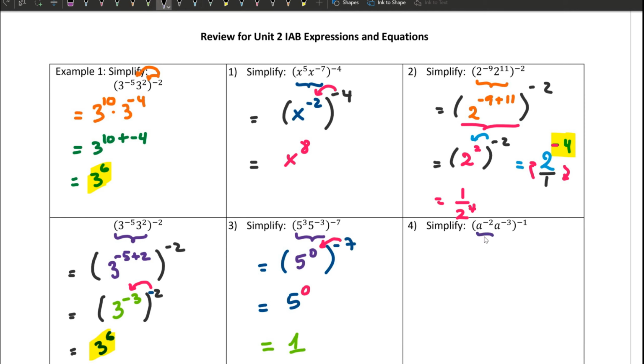Number 4, so continue working on this. We use the product rule, negative 2 plus negative 3, so that will give you a to the negative 5. Then we bring down the negative 1. Negative 5 times negative 1 will give you positive 5, so a to the 5th power. And that's pretty much it for number 4.